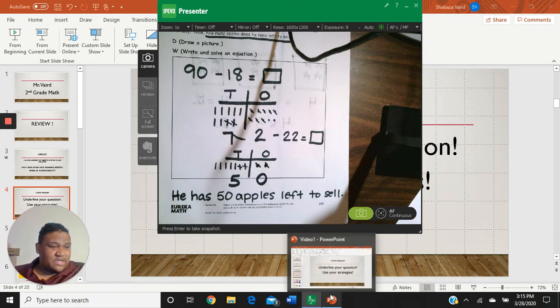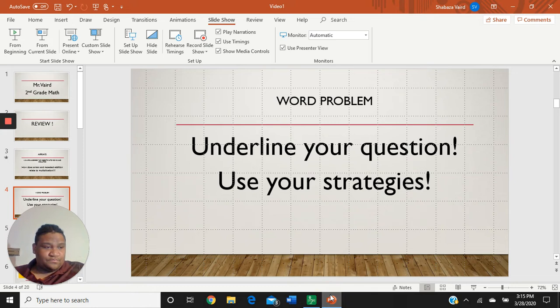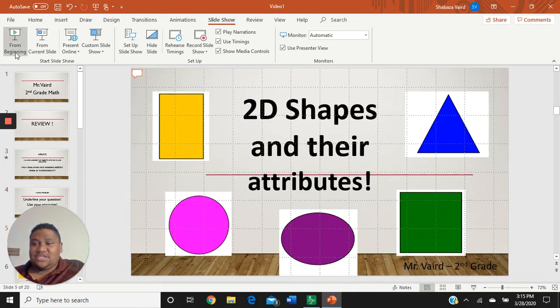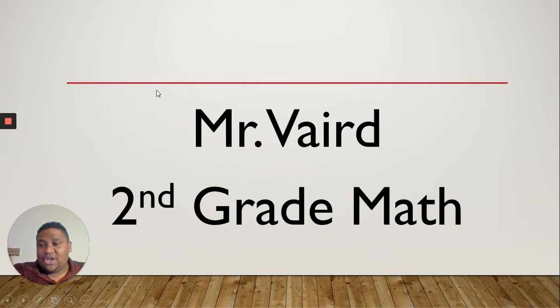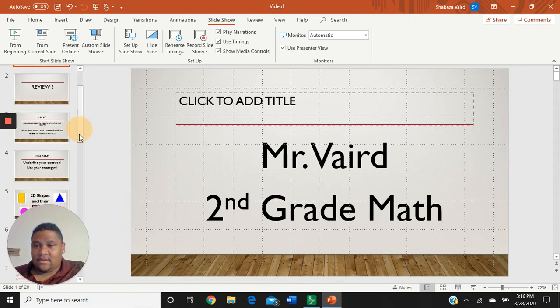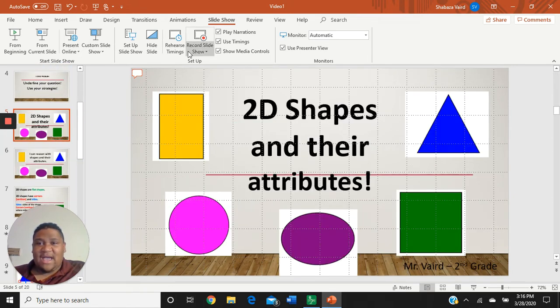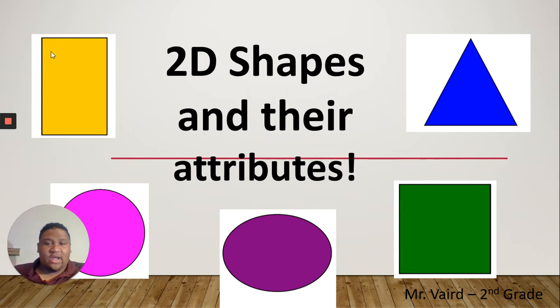So now, guess what? We are going to do something new. Let's get to it. We're still doing our second grade math with Mr. Baird. And I'm going to go into this part of my PowerPoint. I'm going to start with shapes and their attributes. Here we go.